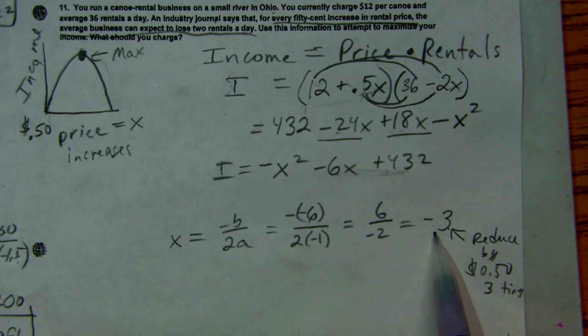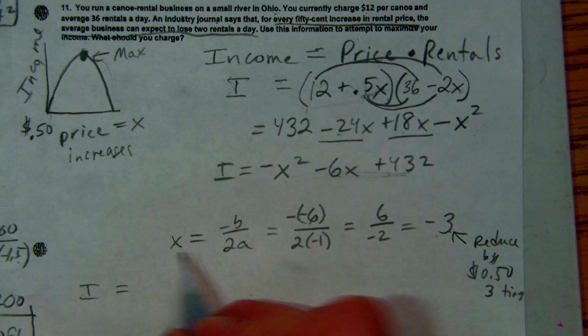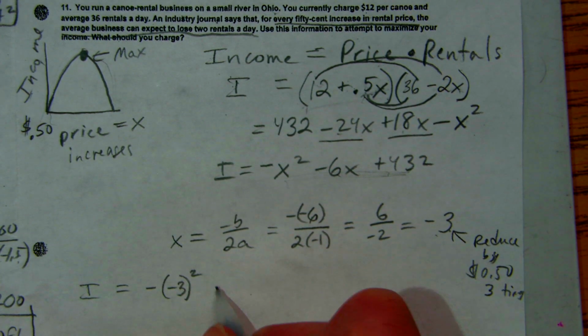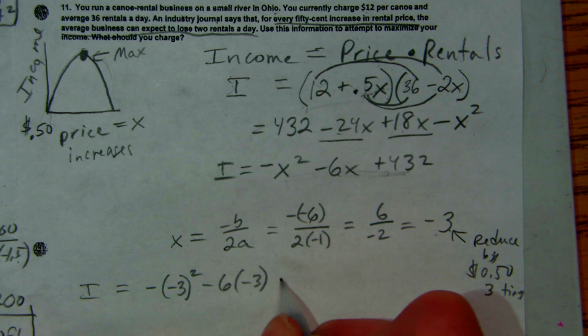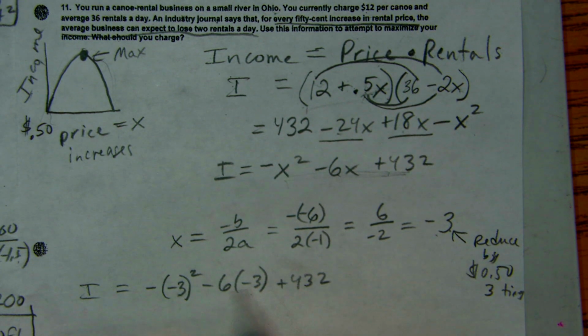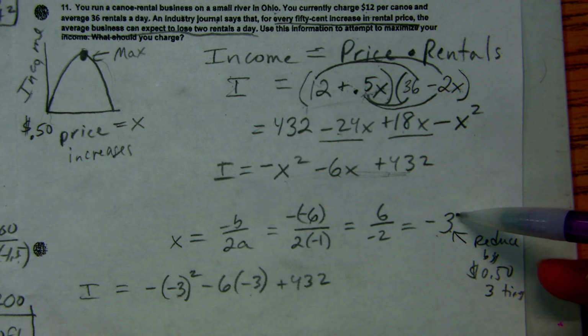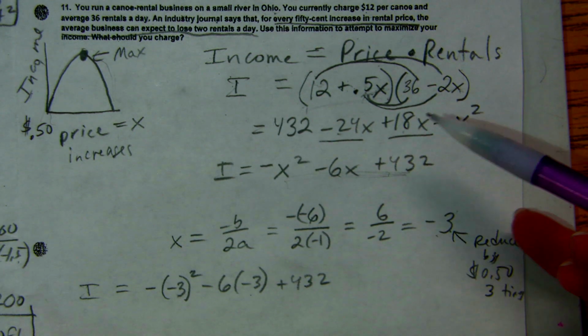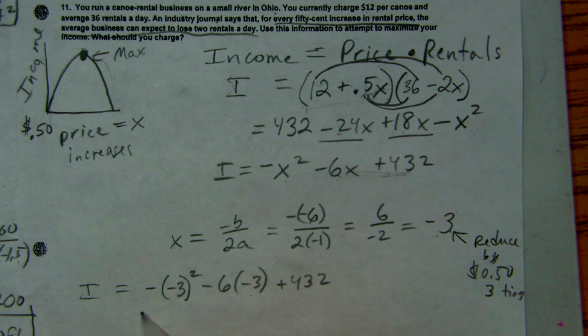So if I put negative 3 back into my income, I would have negative 3 squared minus 6 times negative 3 plus 432. And I just put this into a calculator, and it comes out... Hold on, I don't know that I did that right. Okay, so should we work it out? Negative 3 squared becomes 9, so that's negative 9. Negative 9, sorry. Plus 18 plus 432.